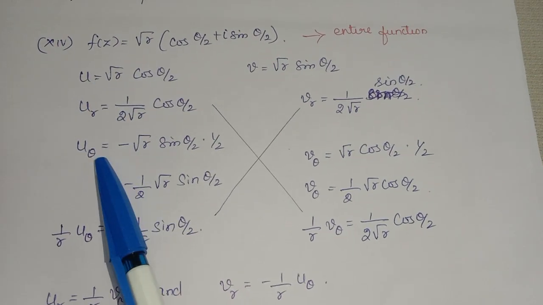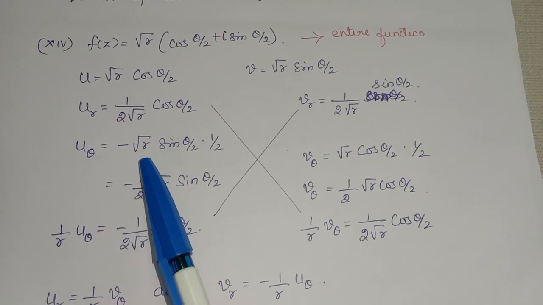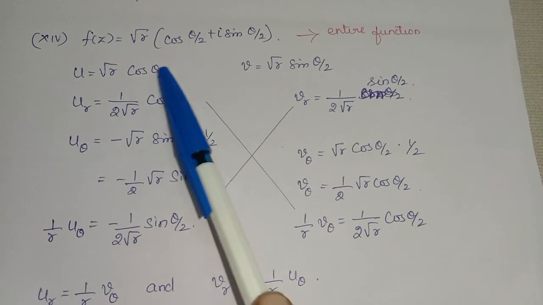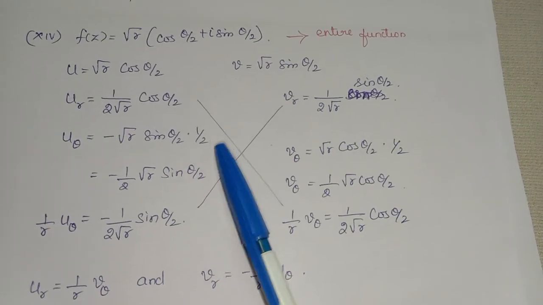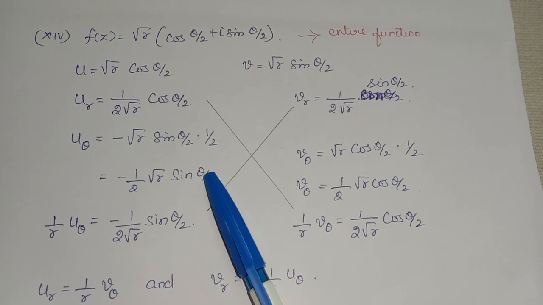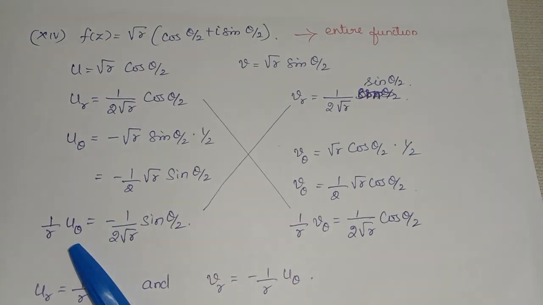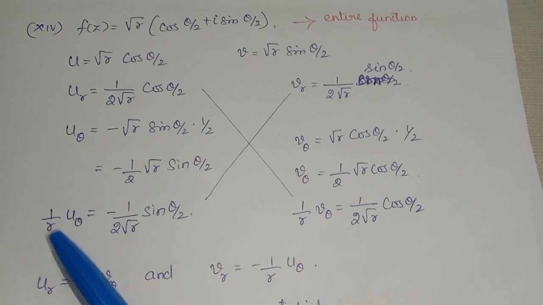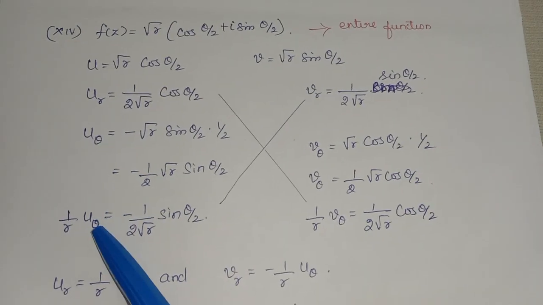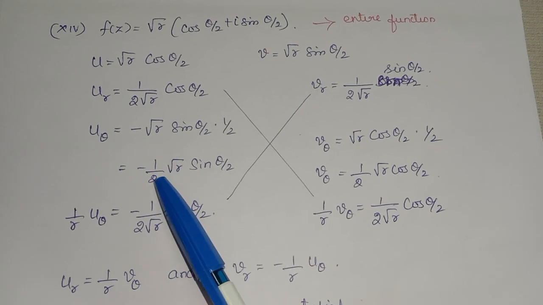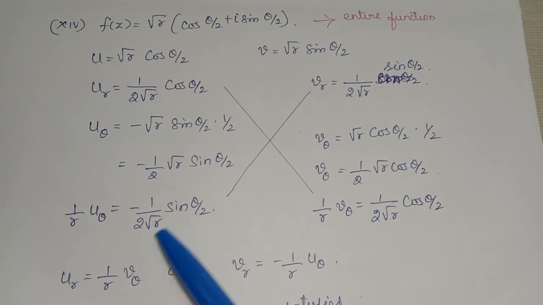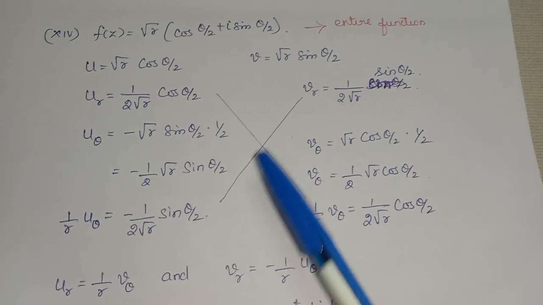Okay, differentiate with respect to theta. So root r is kept as constant. Differentiation of cos theta by 2 is minus sin theta by 2 into differentiation of theta by 2, which is 1 by 2. Okay, so minus 1 by 2 into root r into sin theta by 2. Now multiply this by 1 by r, 1 by r u theta, because in that form only we have CR equation. So 1 by r into u theta equal to, when you divide it by r, this r and root r get cancelled and you will be getting minus 1 by 2 root r sin theta by 2.